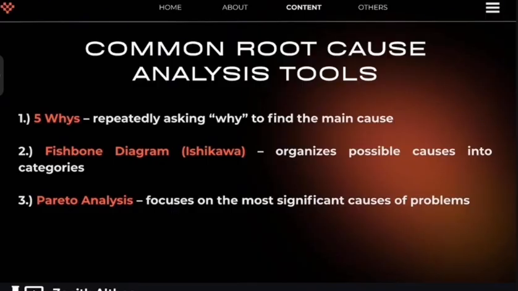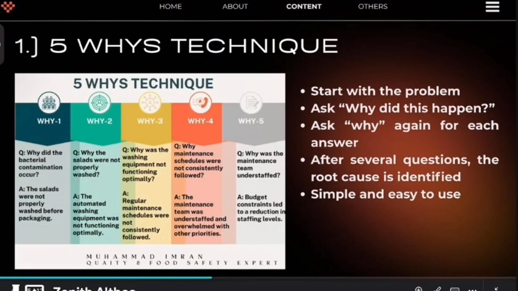Now let us dig deeper into it, starting with the 5 whys. For example, imagine in a school, a group submits a project late. First, we ask, why was the project submitted late? The answer is that the group rushed the work at the last minute. Why did they rush the work? Because one member didn't submit their part on time. Why didn't that member submit on time? Because they didn't understand the task. Why didn't they understand the task? Because the instructions were not clearly explained.